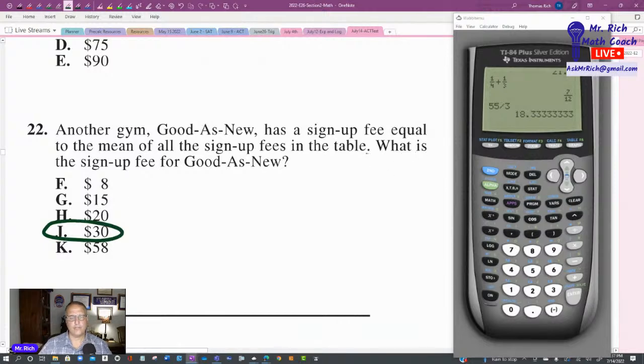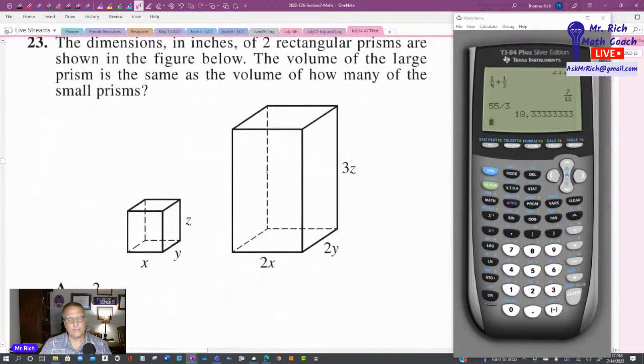Okay, so it looks like I'm looking for the mean of all the sign-up fees that are in the table. So I guess I just have to add the 2 that were there and divide by 2. All right. Still, I'm not 100% comfortable with that, but I've got to move on. I think that's the right answer.